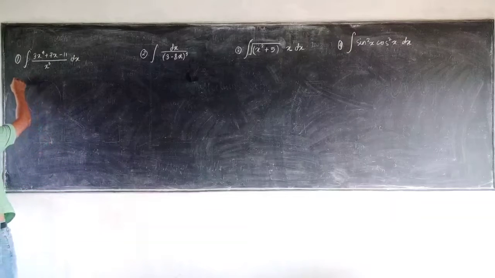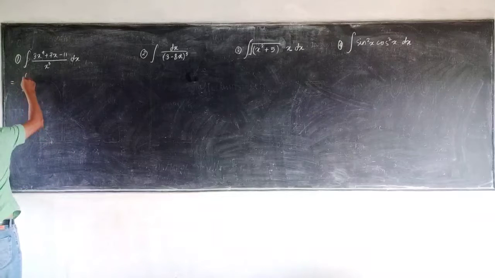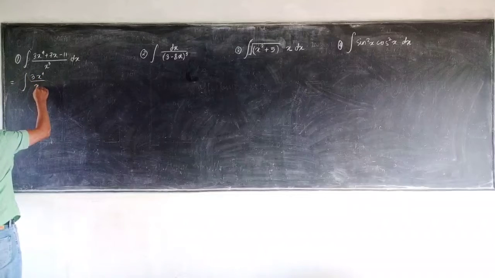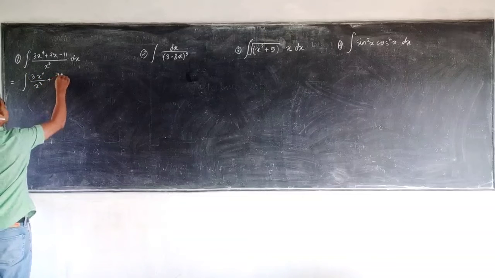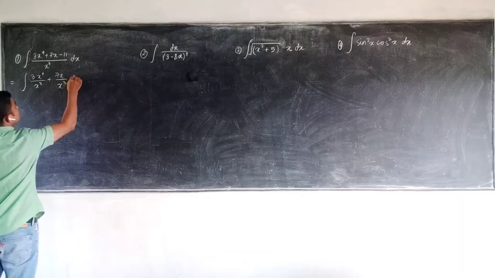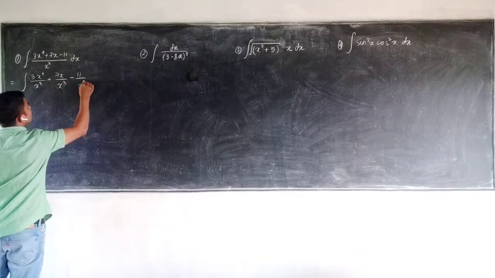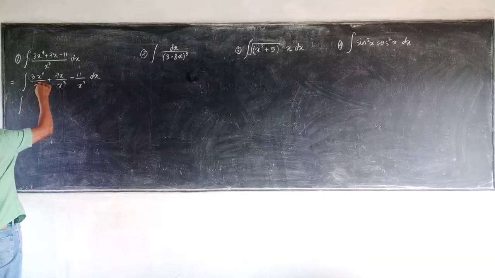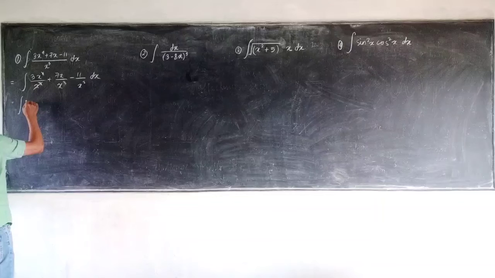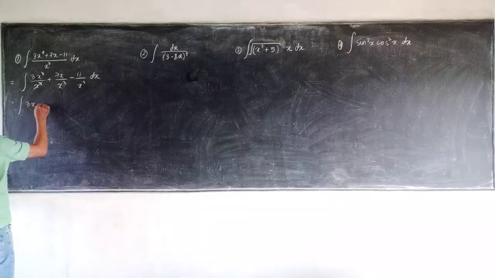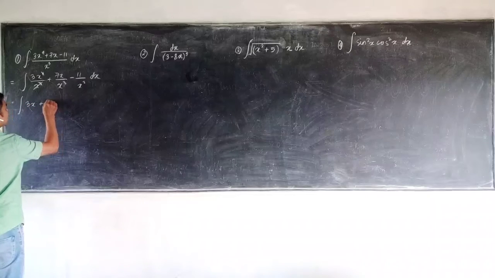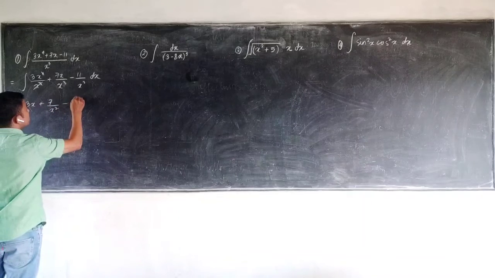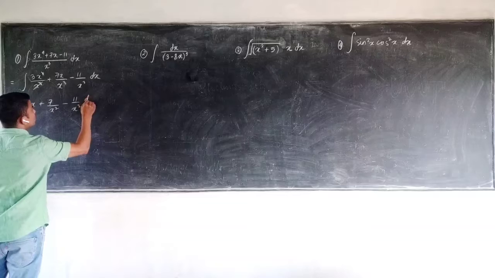So to begin, what do I do? I simply start with the integration of, and I'll separate the denominator. So I'll write it as 3x^4 divided by x cube plus 7x divided by x cube minus 11 divided by x cube dx. So I'll write this as the integration of, so what happens here, the x cube cancels, so it is 3x plus, here it becomes 7 divided by x square minus 11 divided by x cube dx.